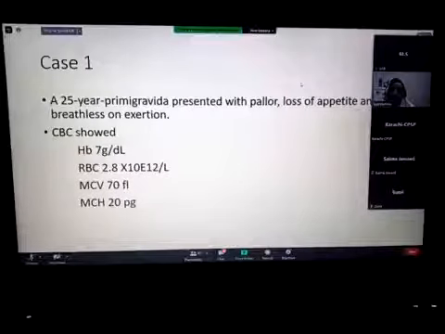So I'll present a case here: this is a 25-year-old primigravida. She presented with pallor, loss of appetite, and breathlessness on exertion. Her hemoglobin is 7 gram per deciliter, which means she is anemic. RBC count is 2.8, which means it is low. MCV and MCH are 70 and 20, which are again low. This means this patient is suffering from hypochromic microcytic anemia.